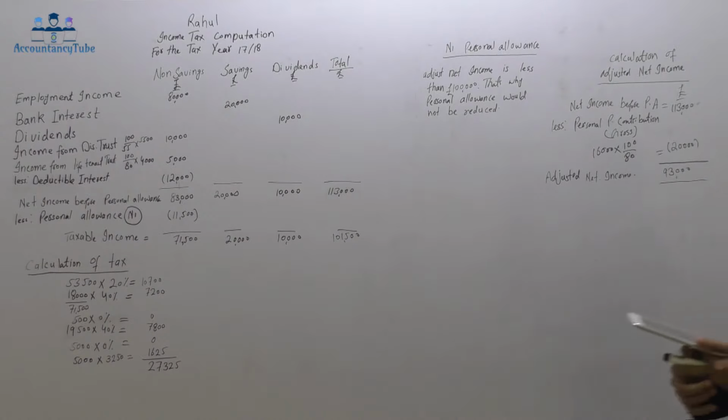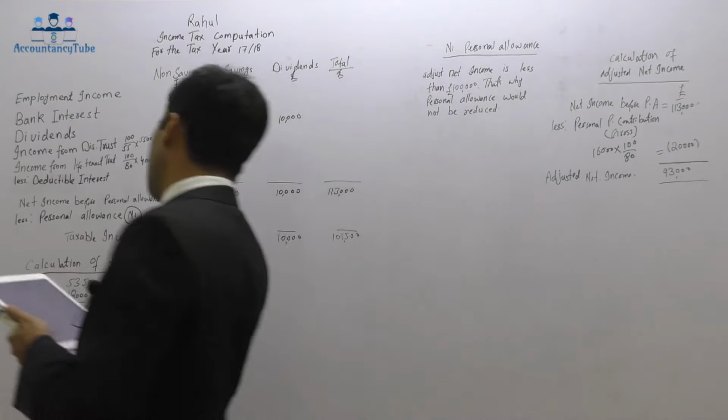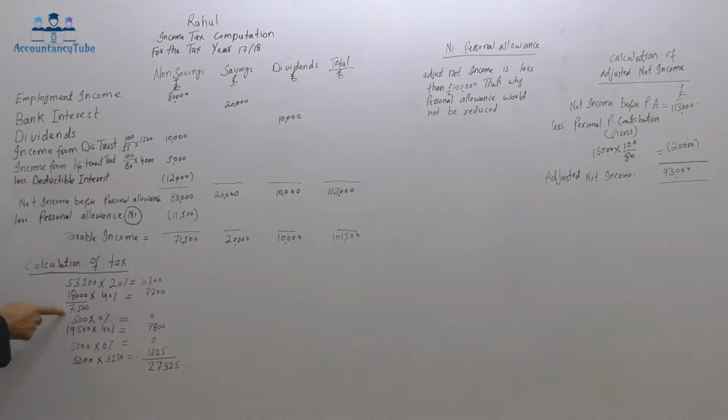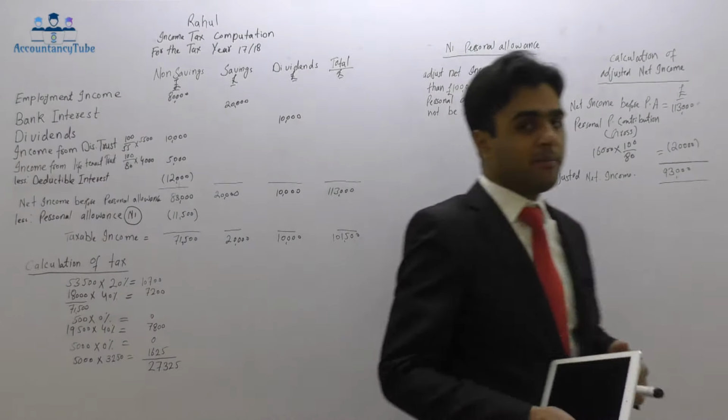Alright, so this was our non-savings income, as I have totaled here as well. 53,500 plus the 18,000 pounds equals 71,500. So that was our non-savings income after the extension of the basic rate band. Now savings income, we know that our income falls in the higher rate band.